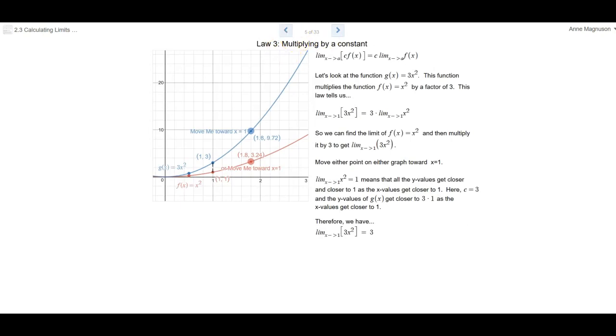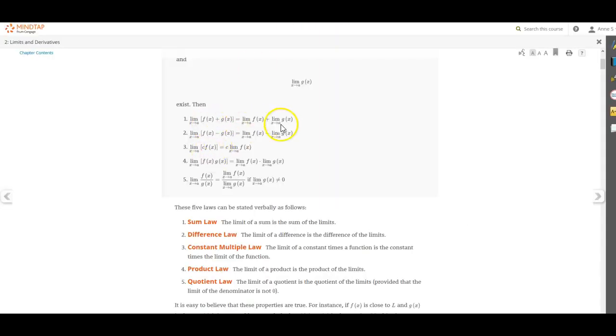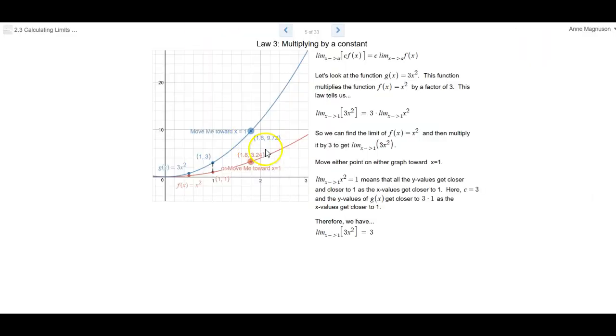So now the next law. We had the sum, we had the difference, now it's multiplying by a constant. This next law tells you that you can take the constant and pull it out of the limit. So you can just find the limit of a simpler function and then multiply it by that constant. So if we look at g of x equals 3x squared, what this law is telling us is if we take the limit as x approaches 1 of this function, we can just pull that 3 out and look at the limit of the simpler function, the limit as x approaches 1 of x squared.